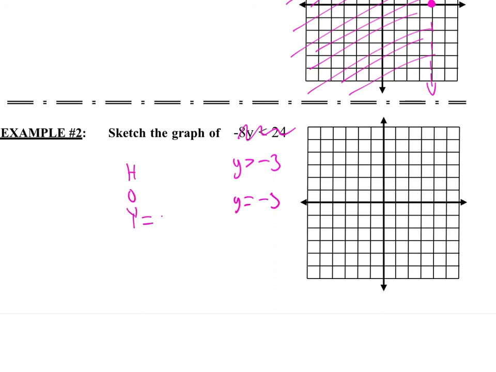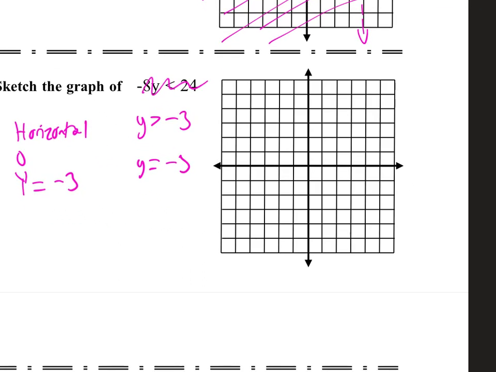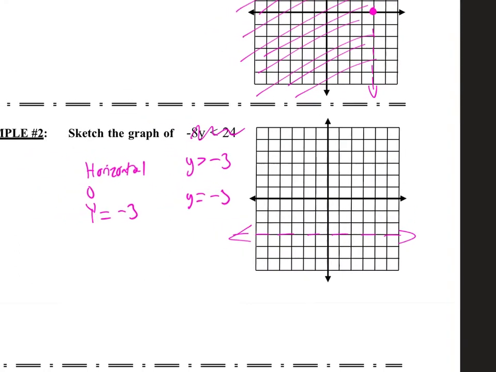So y equals -3, and it's a horizontal line. So it's going to be a horizontal line through -3. Here's -3. And it's a dashed line, like we said. I kind of gave that away.